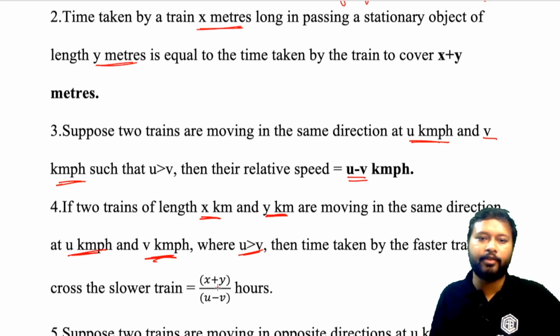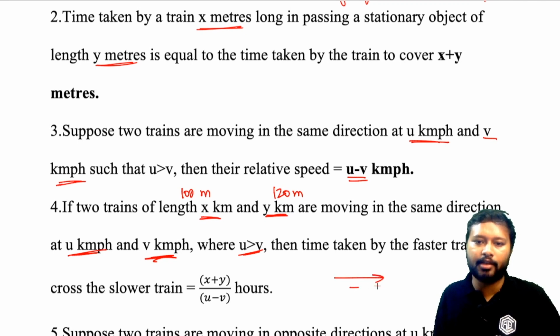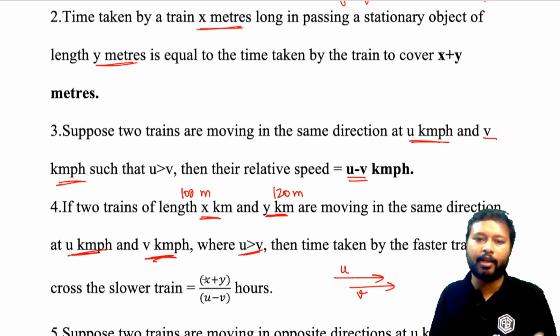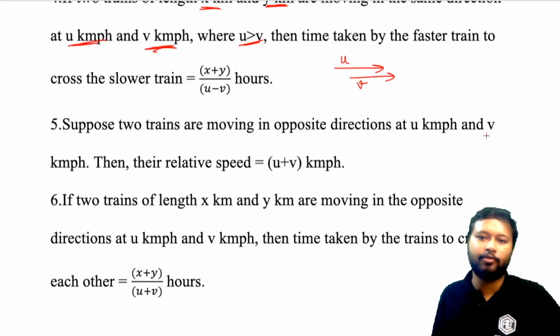Let's say there is a train whose length is x kilometer or x meters. Let's say a train which is 100 meter long, and there is a train which is 120 meter long. They are moving in the same direction, like one is moving in this direction, the other one is also moving in the same direction. The speed of first train is u, the speed of second train is v. In that case, the time taken by the faster train, because the faster train will cross the slower train, how much time will it take? It will take x plus y, which is the length of these trains, divided by the difference of speed.